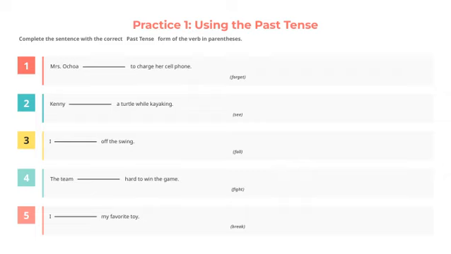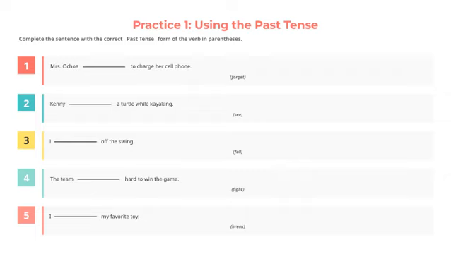For example, the first sentence is about Mrs. Ochoa and her phone. The verb in parentheses is forget, so we need to use the past tense, forgot. The full sentence becomes, Mrs. Ochoa forgot to charge her cell phone. Notice how we change forget to forgot to match the past tense.